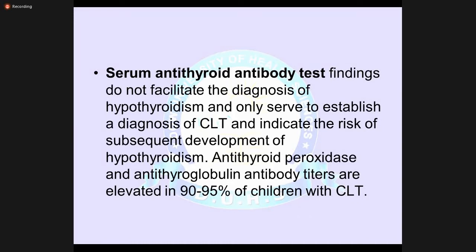Antithyroid peroxidase and antithyroglobulin antibody titers are elevated in 90 to 95% of children with chronic lymphocytic thyroiditis. So if you are suspecting chronic lymphocytic thyroiditis, you will be ordering the serum antithyroid antibody test. If they are elevated, that will favor the diagnosis. So you will be ordering T4 level, TSH level, and you may ask for serum antithyroid antibody test if you are suspecting chronic lymphocytic thyroiditis.